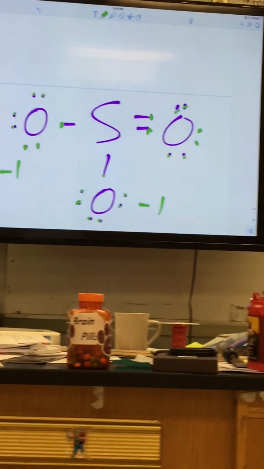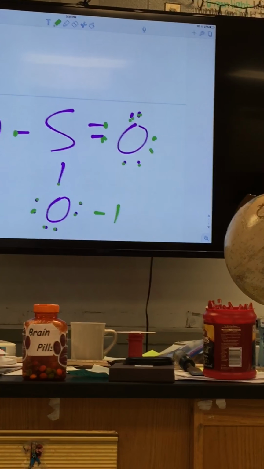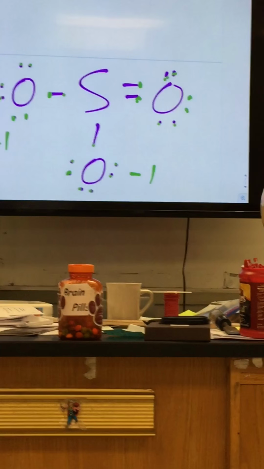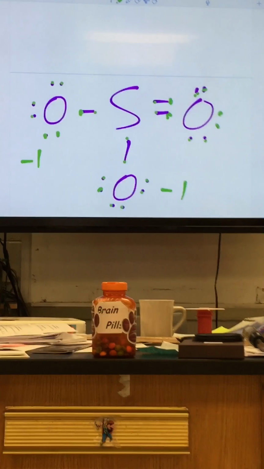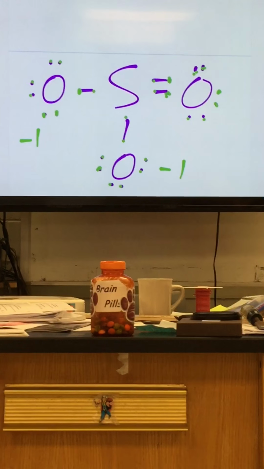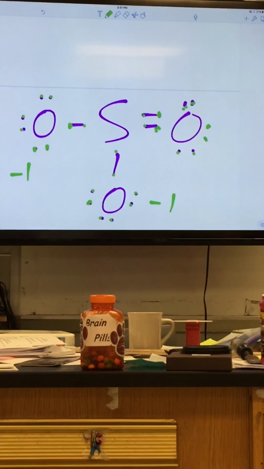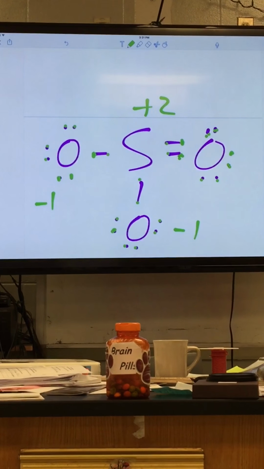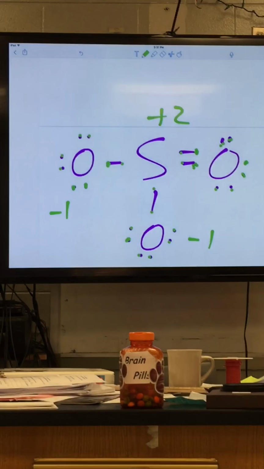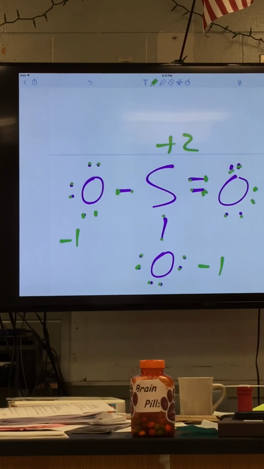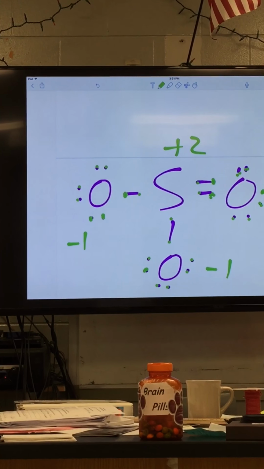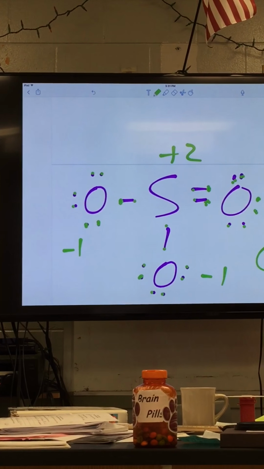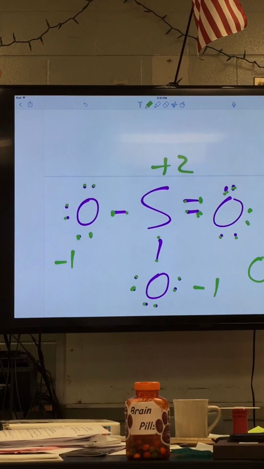Now, let's look at sulfur. Sulfur has 1, 2, 3, 4 electrons. It should have 6. So it's missing 2 electrons, which gives it a +2 charge. So now we can see that the net charge, +2 and two -1s, is 0, and this drawing is correct. There you go. Now, one more.